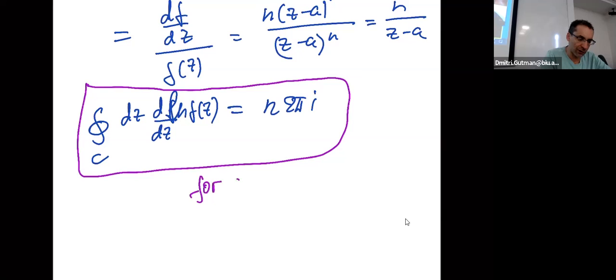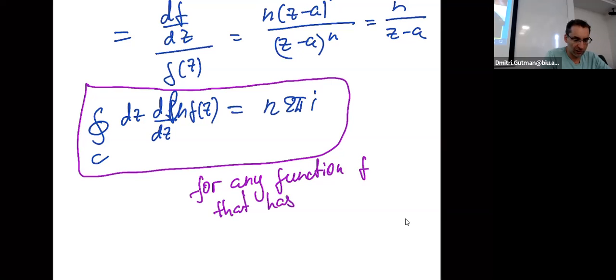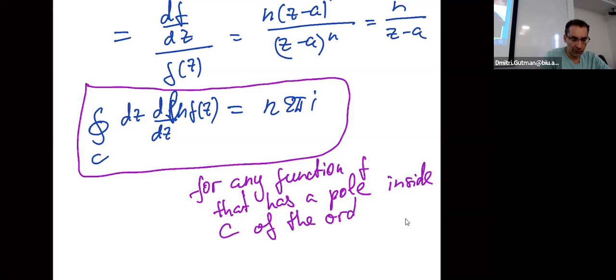So this will hold for any function f that has a single pole inside C of the order n.